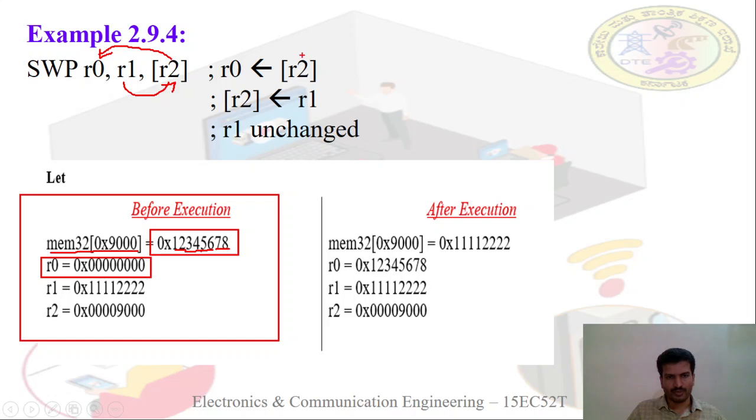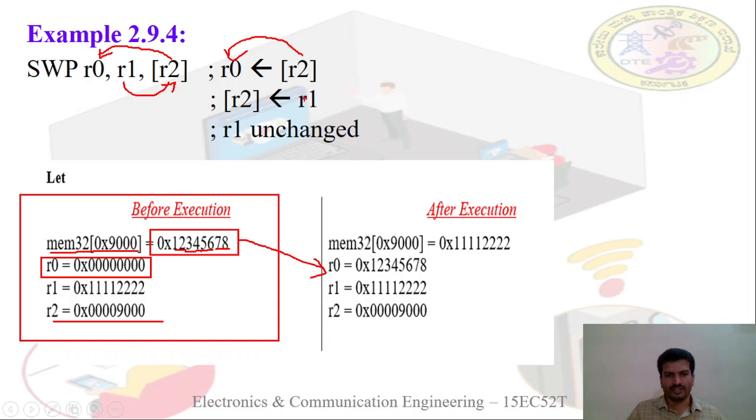From the memory location whose address is held by R2, the data will move to the R0 register. R2 contains 9000, and 9000 contains 0x12345678. So this data will move to the R0 register. Memory location to the R0 register. Before execution R0 contained 0; now it contains the memory location value. So memory to register.